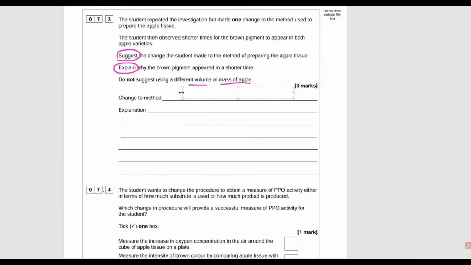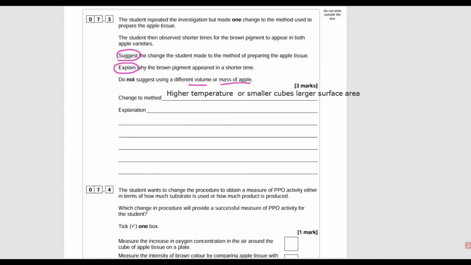So I'm going to say change to the method, higher temperature, and that's going to get you a mark. Or you could say smaller cubes, larger surface area. What I mean by that is same mass, because they said you keep the mass the same, but you're using smaller cubes, so it will have a larger surface area.